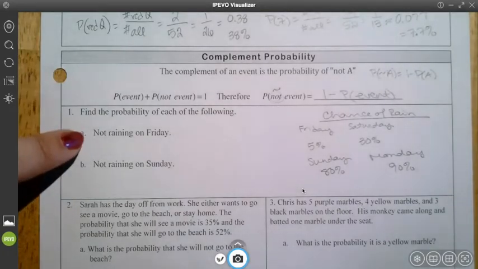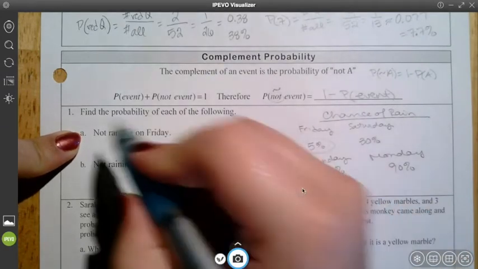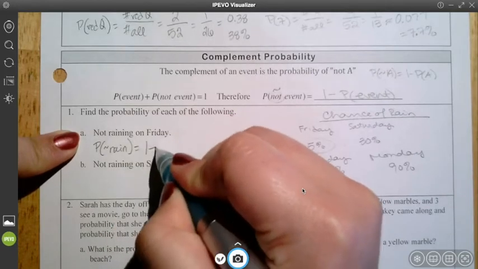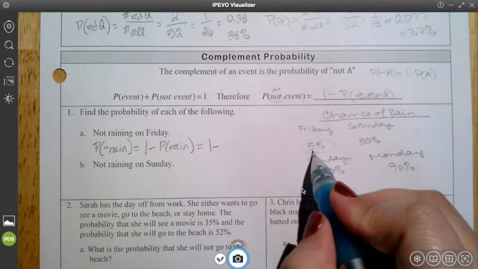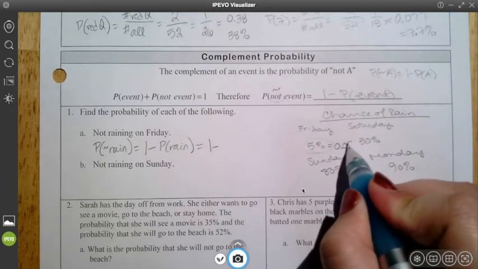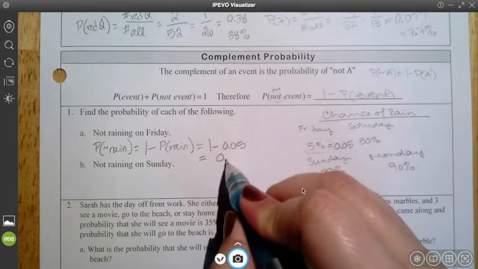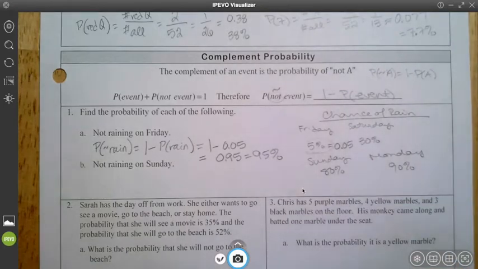We want to find the probability of it not raining on Friday. So there's a 5% chance that it will rain on Friday. Probability of not rain is 1 minus the probability of rain. So we have 1 minus, what's the chance that it rains on Friday is 5%, which is 0.05. 1 minus 0.05 is 0.95, or 95% chance of not raining on Friday. 5% chance it will, 95% chance it won't.